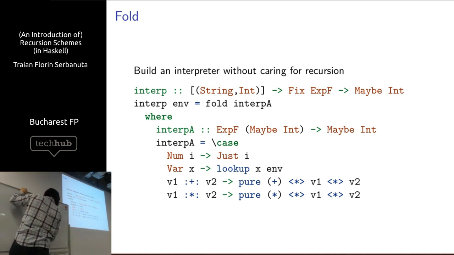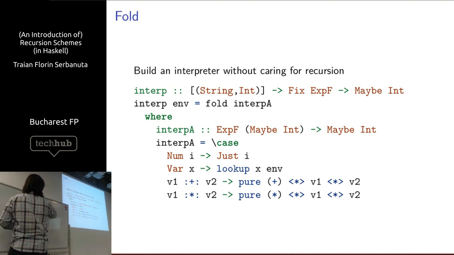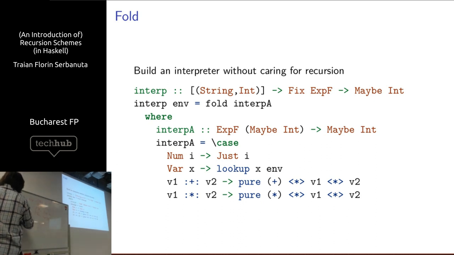So if I'm just saying x is either, let's put different names, EInt of integer or EVar of string, or Plus of x, or Times of x, then I could say, okay, type instance Base x is XF.